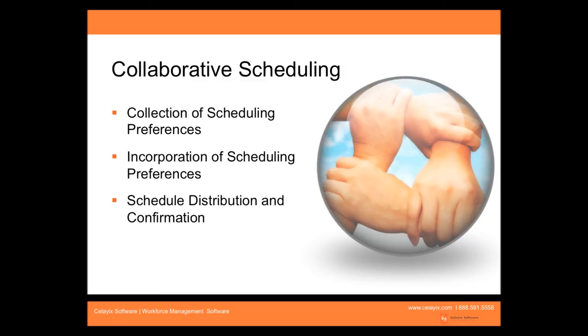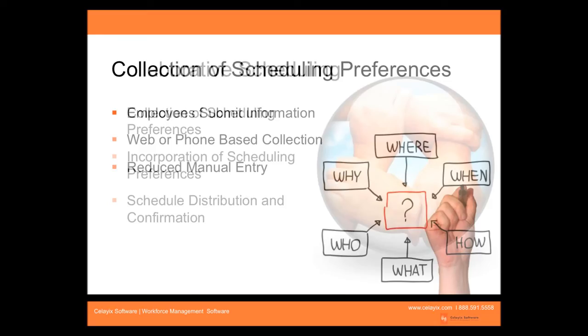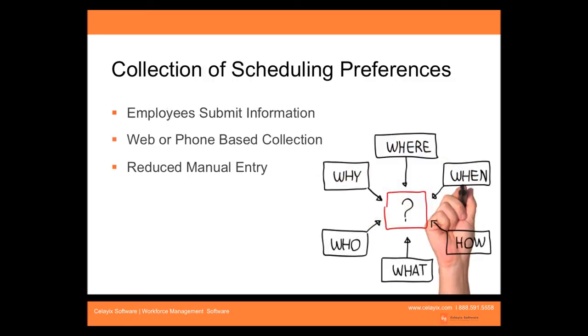And those are the collection of scheduling preferences from the employees, incorporation of those scheduling preferences into resource planning, and then the distribution and confirmation of the schedules with your staff. So first off is the actual collection of scheduling preferences. So firstly, collaborative scheduling entails shifting the responsibility of collecting employee scheduling preferences, such as availability and time off requests, into the hands of the employees themselves.